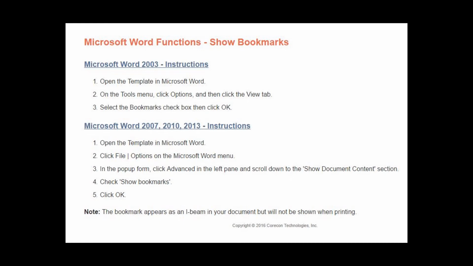If you're using an older version, such as Microsoft Word 2003, the option to turn on bookmarks is a little different. In Microsoft Word 2003, you're going to want to open the template in Microsoft Word, and then on the Tools menu, click Options, and then click the View tab. Afterward, select the Bookmarks checkbox, and then click OK.